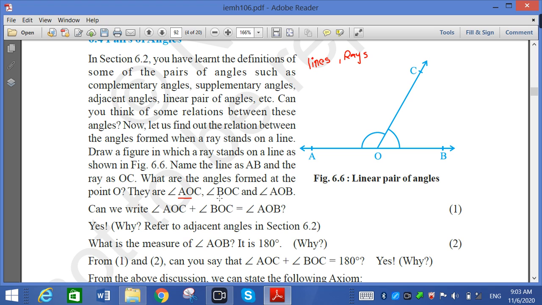BOC. Here it is BOC. And AOB. But we know that the sum of two angles, if we add these two, we can get AOB. Can we write that? Okay, yes. Why can we write it like that?